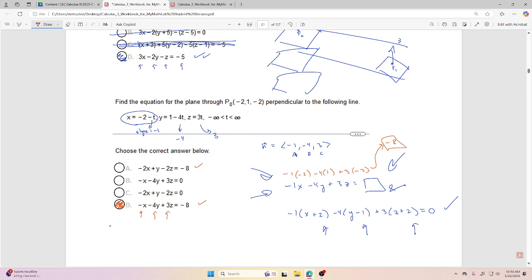Good though. That's good. Making sense? We're extracting the pieces from it, right? We don't have to do a lot.